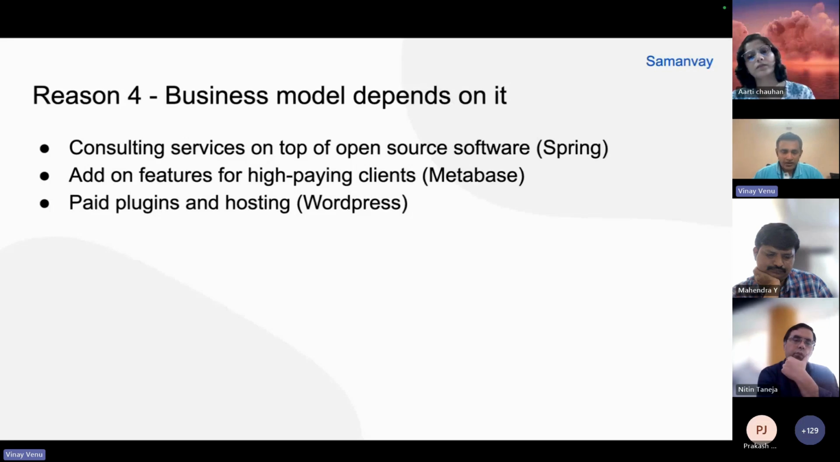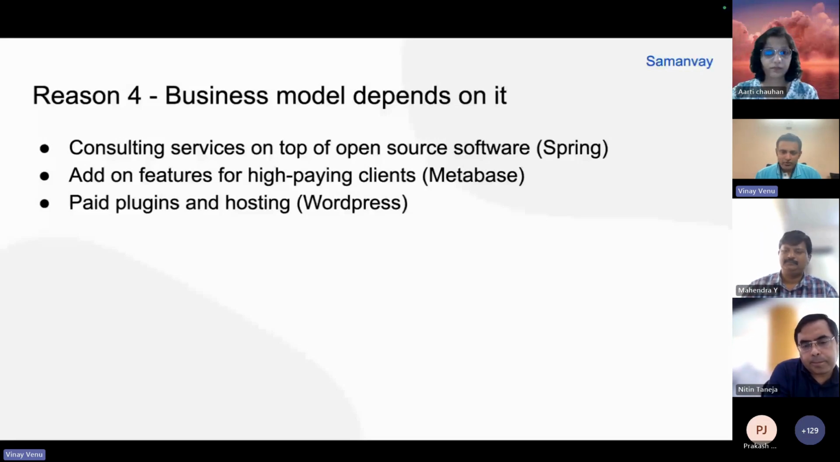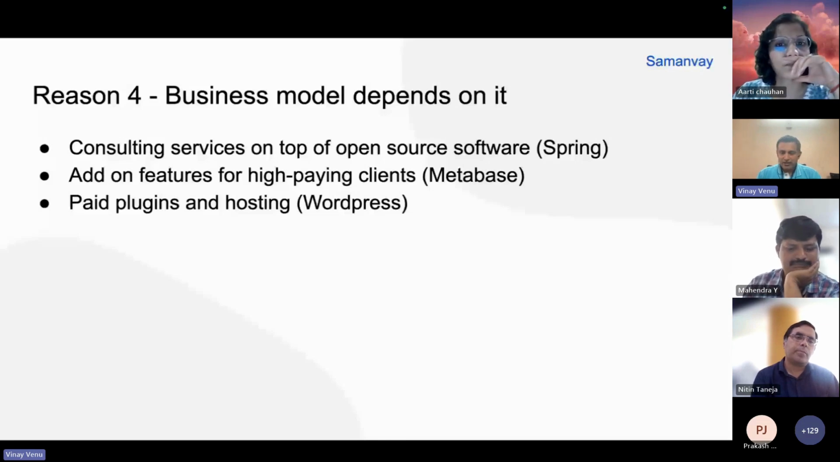Like, there are some people who say that I will give you, they'll build something really huge, let a lot of people use it, and they build consulting services on top of it. There are some people who build a lot of things for free, but have certain small things alone as paid features. There are some who just build it for free and charge for hosting. So there are different kinds of business models that work in the open source world and work only if it is open source. And these are the kind of reasons why builders build in the open.